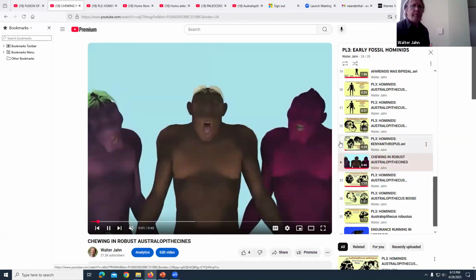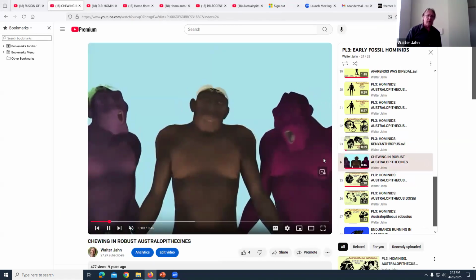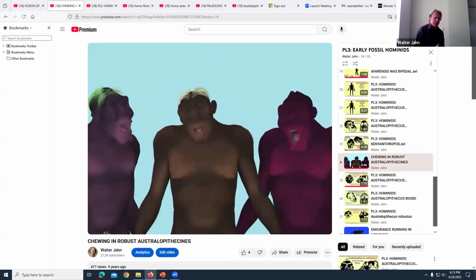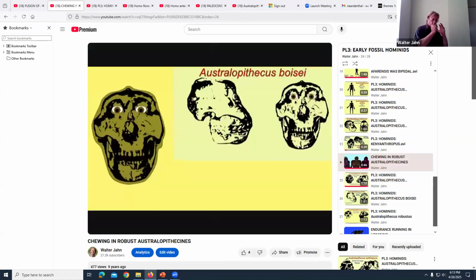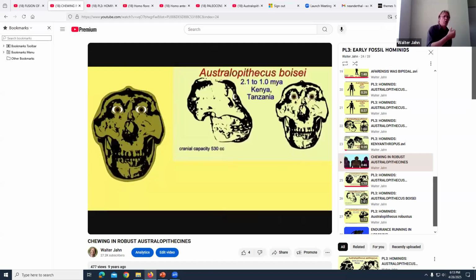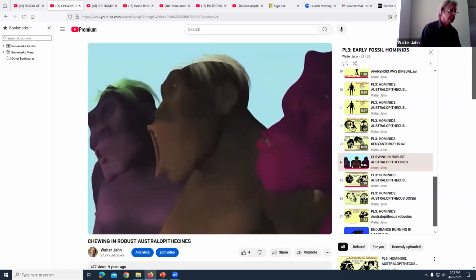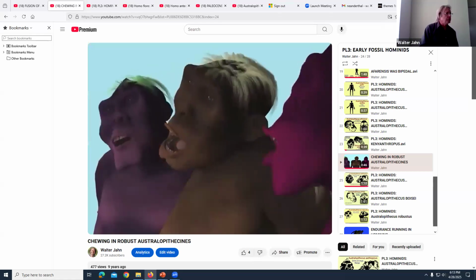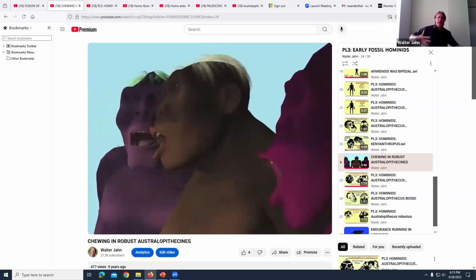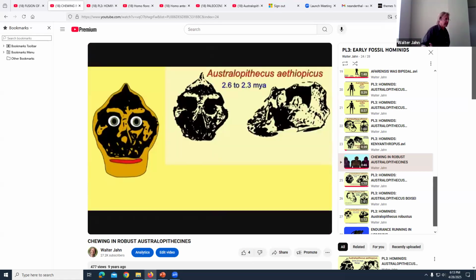But there's robust ones. Now, by robust, I mean their lower jaws are so big and their teeth are so thick. Whatever it is they were trying to chew was really hard to chew. So once again, that whole question of how do you get a bigger body and a bigger brain? You're going to have to feed it.